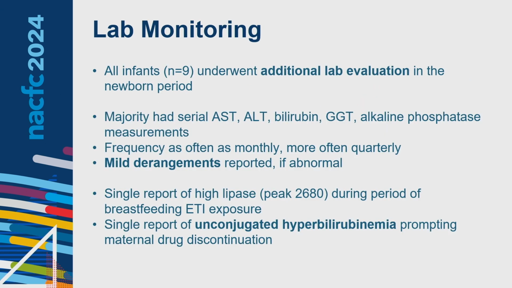All infants had additional lab monitoring after delivery. Most had a smattering of AST, ALT, bilirubins, some direct, some indirect, GGT and alkaline phosphatase measured in some frequency. This varied across each center, and some had these labs as often as once per month, but on average it was typically about once a quarter. There were some mild derangements in these labs, but many were normal, and none typically raised above the threshold of 3 times the upper limit of normal for age-appropriate values.